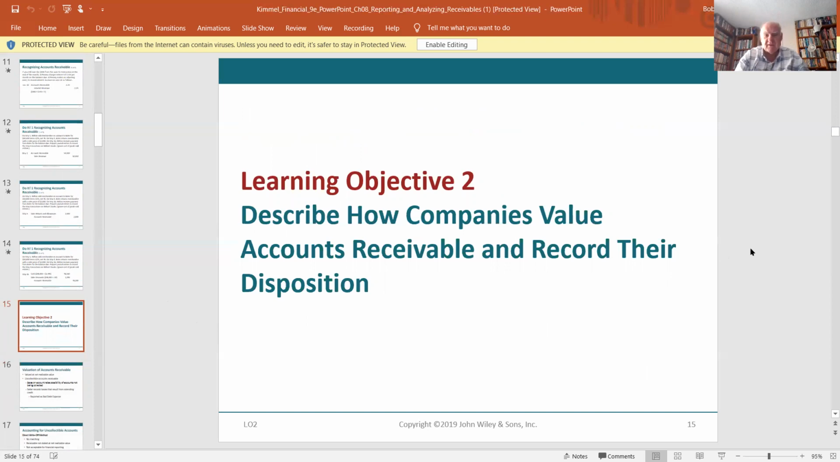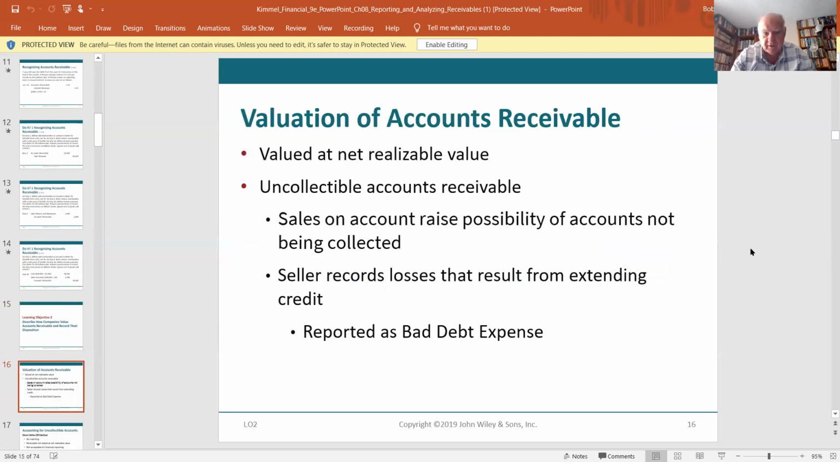How do companies value their accounts receivable and record their disposition? Here we get into a little bit of a tricky area, okay? Accounts receivable are valued at net realizable value. Uncollectible accounts receivable. When we say net realizable value, we're saying trade receivables or accounts receivable minus an account called allowance for doubtful accounts equals net receivables. And that's what we're going to go into in a second.